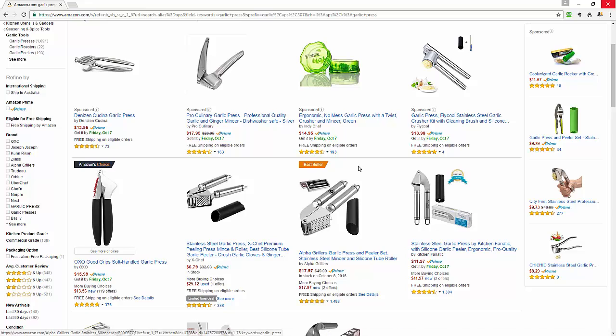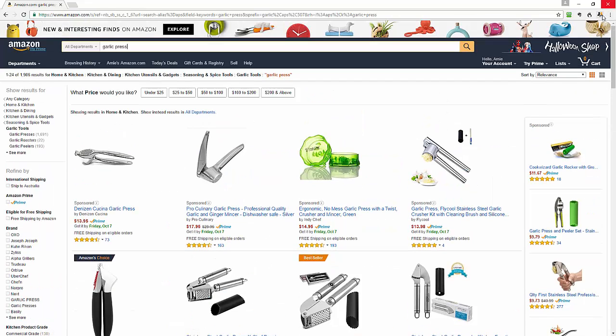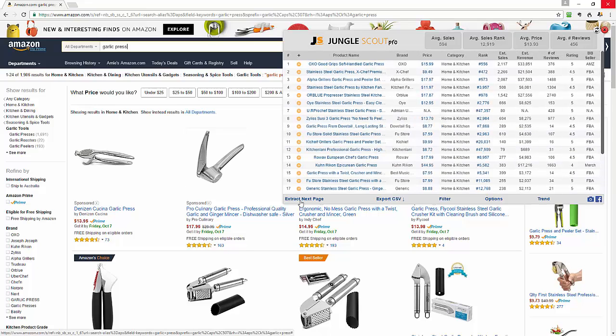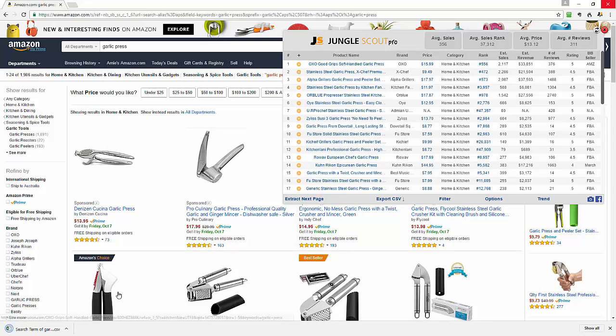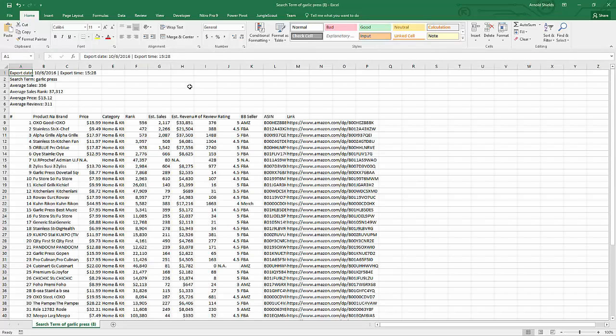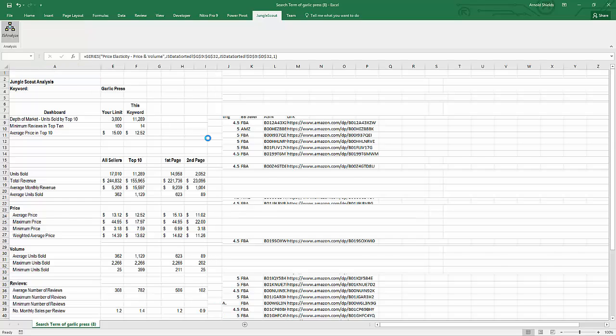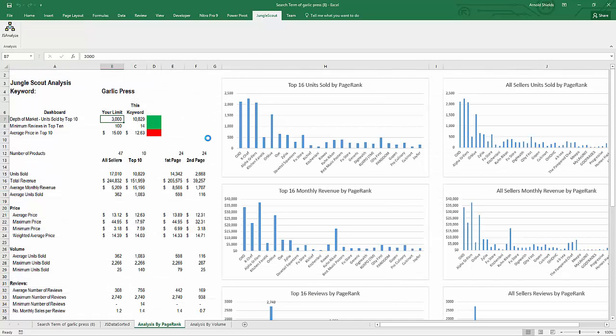So again, we've searched garlic press. We click the JungleScout extension. We wait till it loads the first page. We click extract next page. And if you wanted, you could extract another page as well if it's a particularly competitive item. Once that's finished loading the data, we export that as a CSV. We open that CSV in Excel. We click on the JungleScout analysis, and there it's done. So a very quick way of analysing your data.